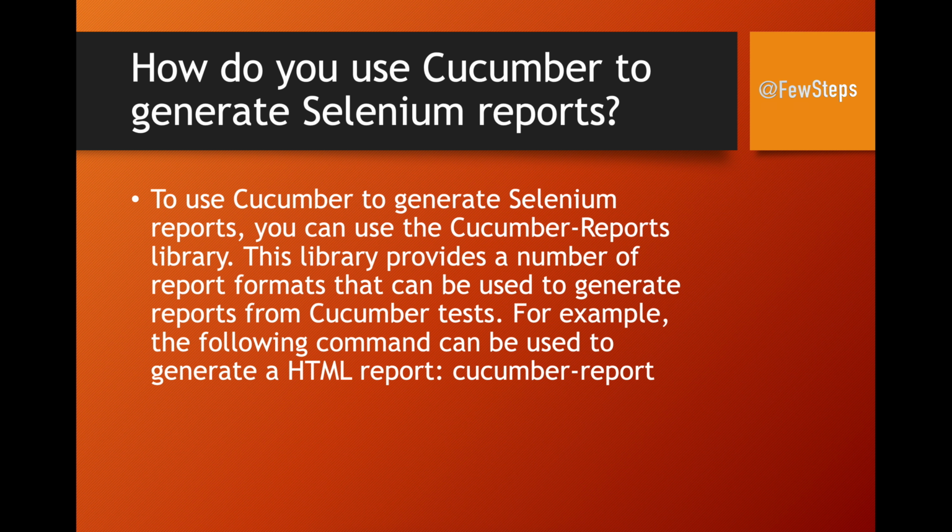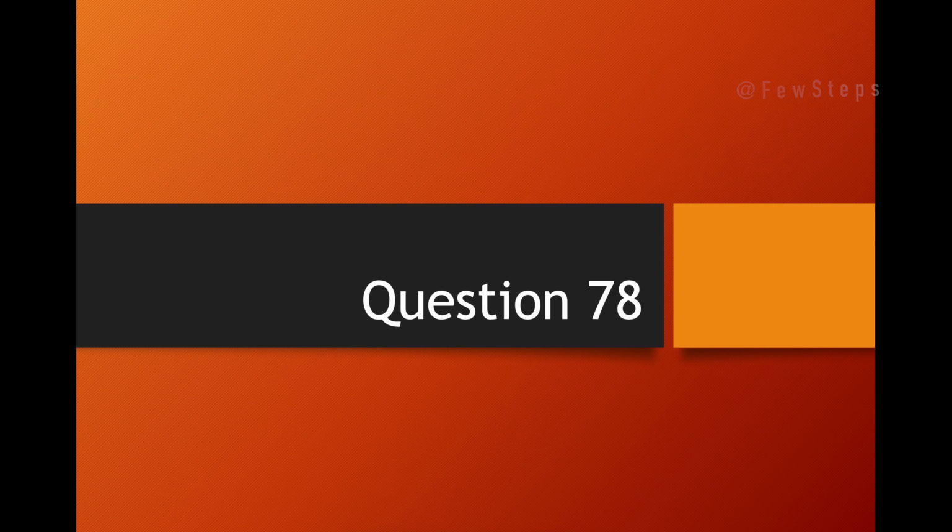Question 77. How do you use Cucumber to generate Selenium reports? To use Cucumber to generate Selenium reports, you can use the Cucumber Reports library. This library provides a number of report formats that can be used to generate reports from Cucumber tests. For example, the following command can be used to generate an HTML report: Cucumber report.